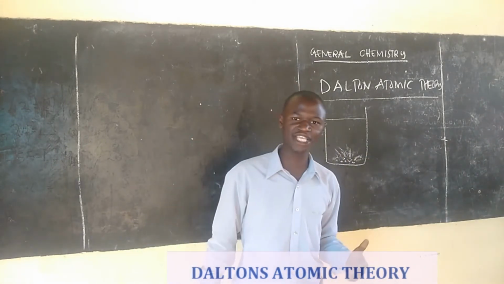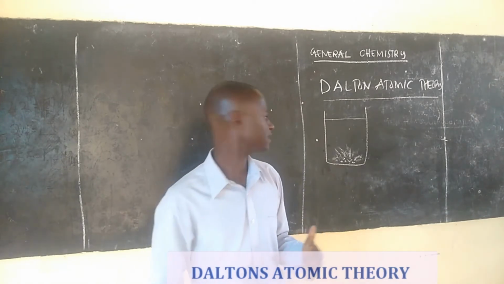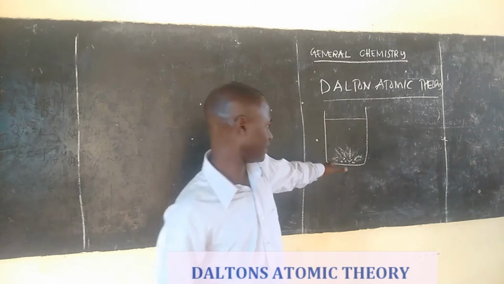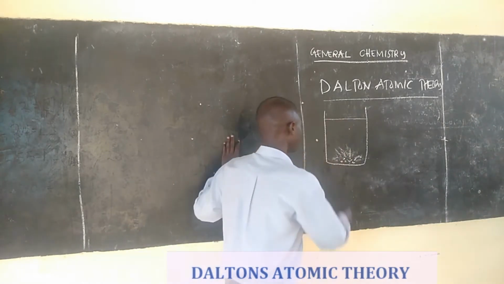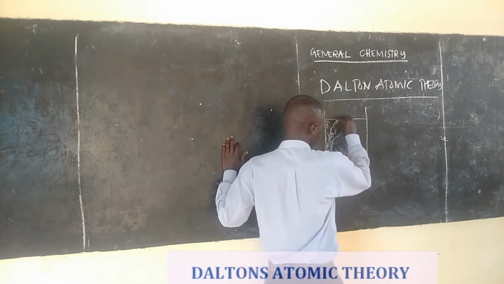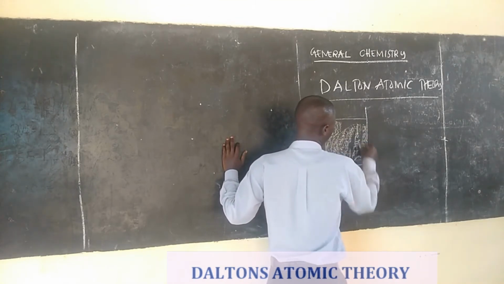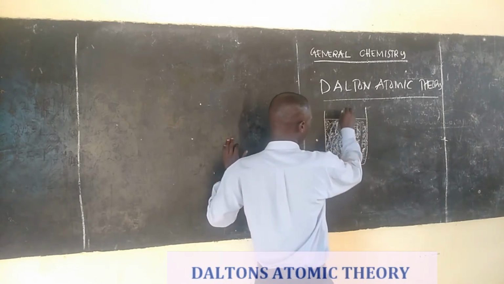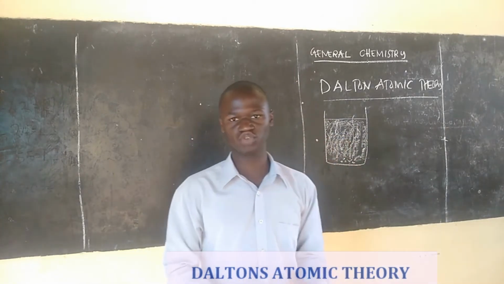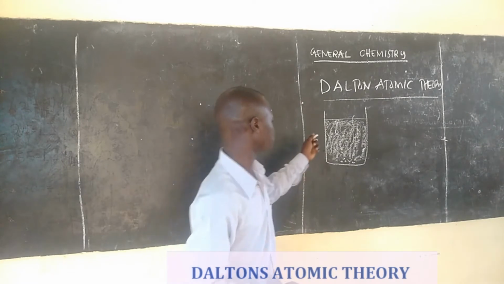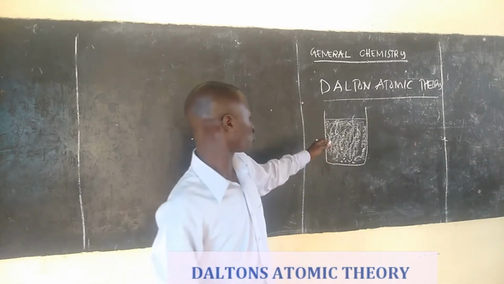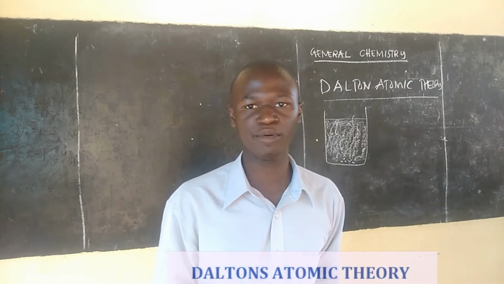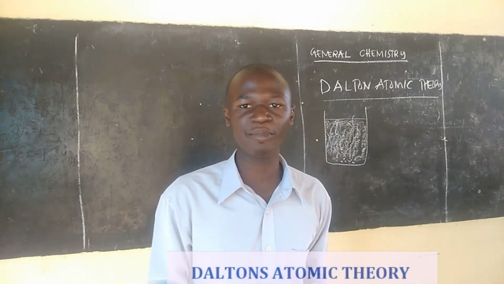Tulitegemea tukiongeza maji kwenye solution ya potassium permanganate, yale maji yawe kivyake, kuwe kuna weupe. Yani, if this is the potassium permanganate solution, tulitegemea addition of water, water itengeneze region yake within the solution. But what is observed is that the solution tend to mix. Yani, you are adding water but the solution remain purple.